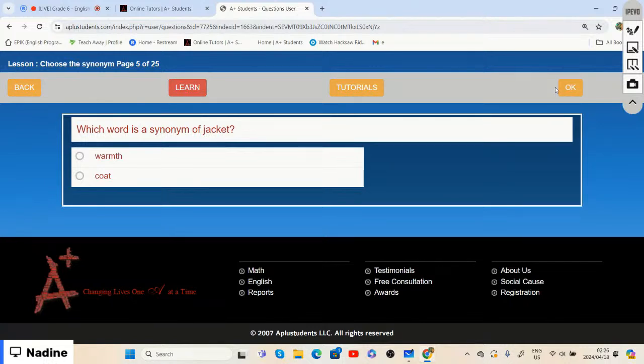So jacket, synonym, is it warmth or does jacket mean it's a coat? All right, and we need to find the synonym of jacket. Is it warmth or coat?